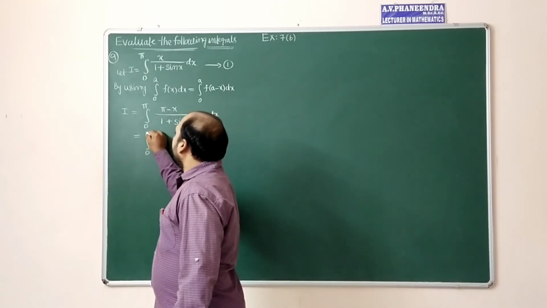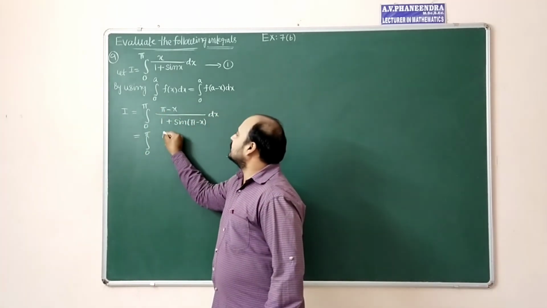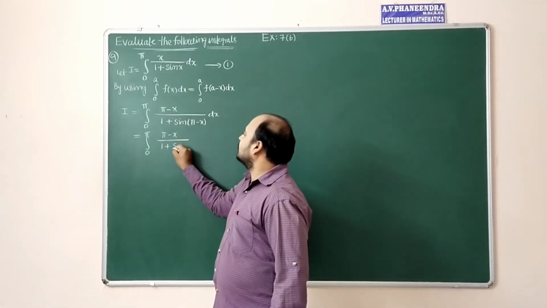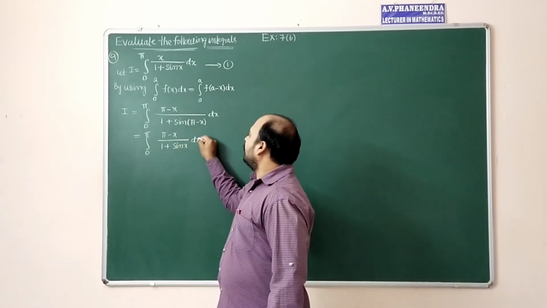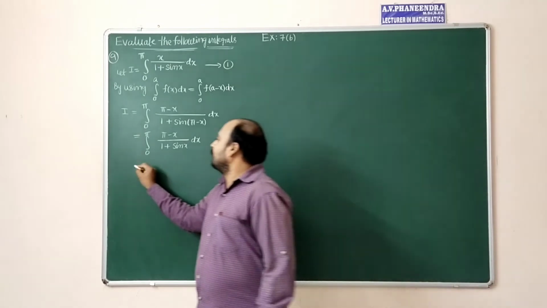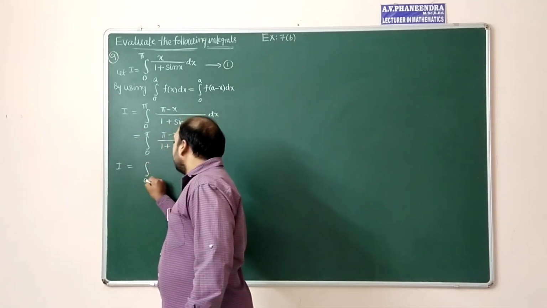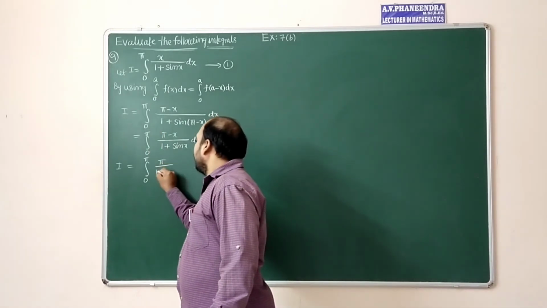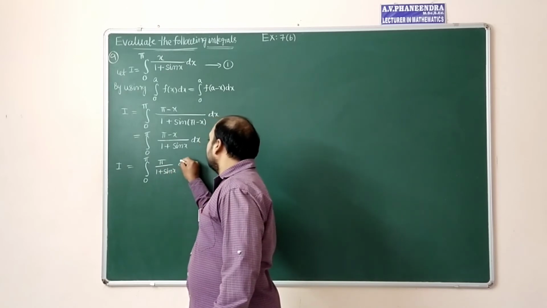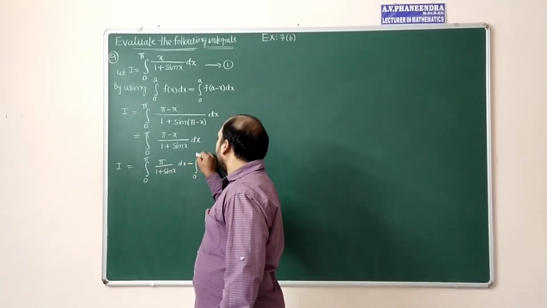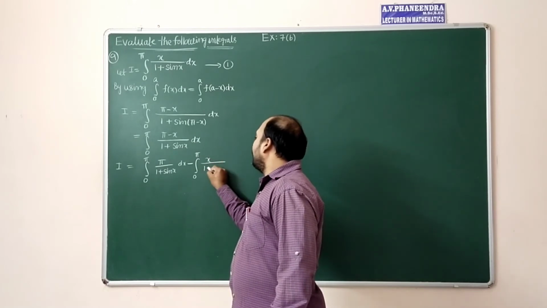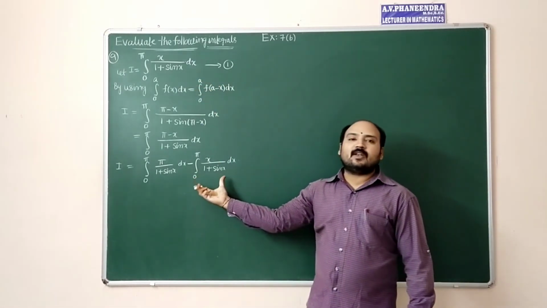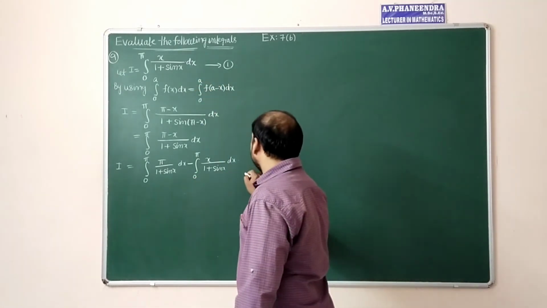Integral 0 to pi, we can split pi minus x divided by 1 plus sine of pi minus x, which is sine x. After that we can split into two integrals. I equal to integral 0 to pi pi by 1 plus sine x into dx minus integral 0 to pi x by 1 plus sine x into dx. You observe that from equation 1, the second part of the integral will become I.